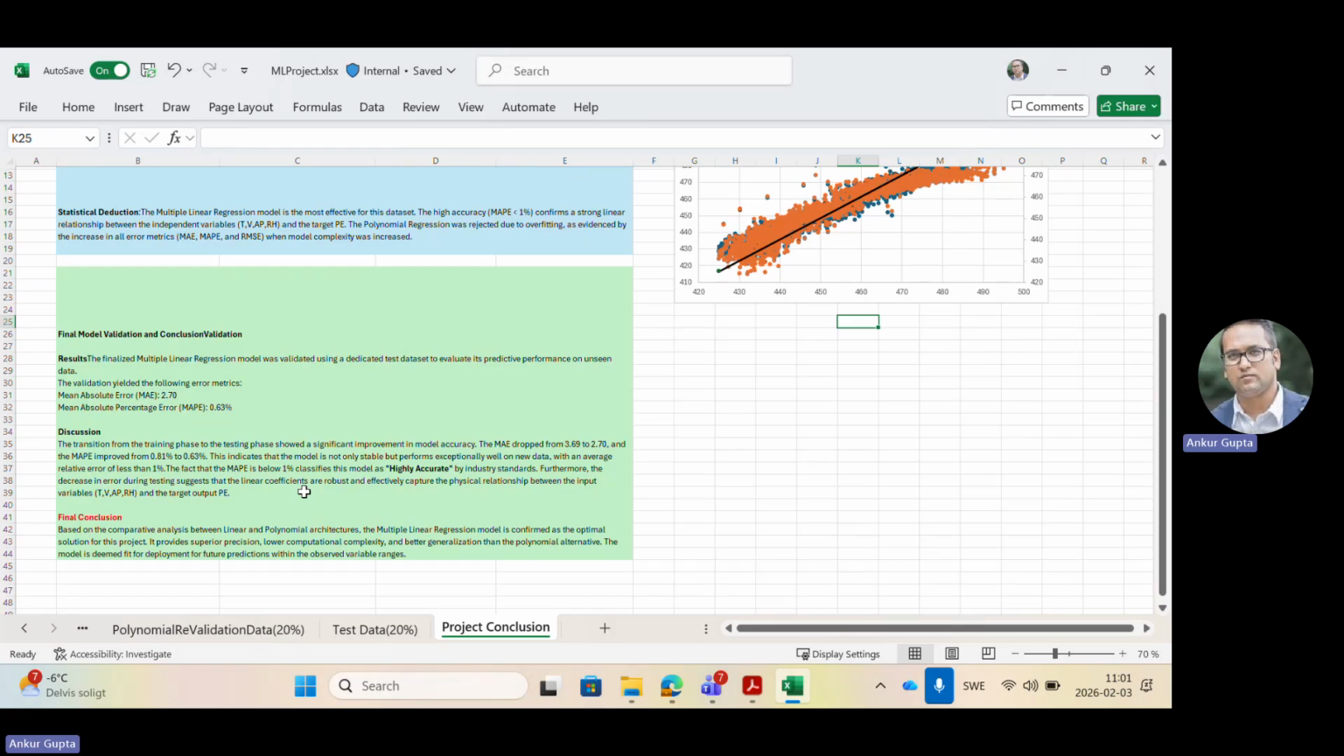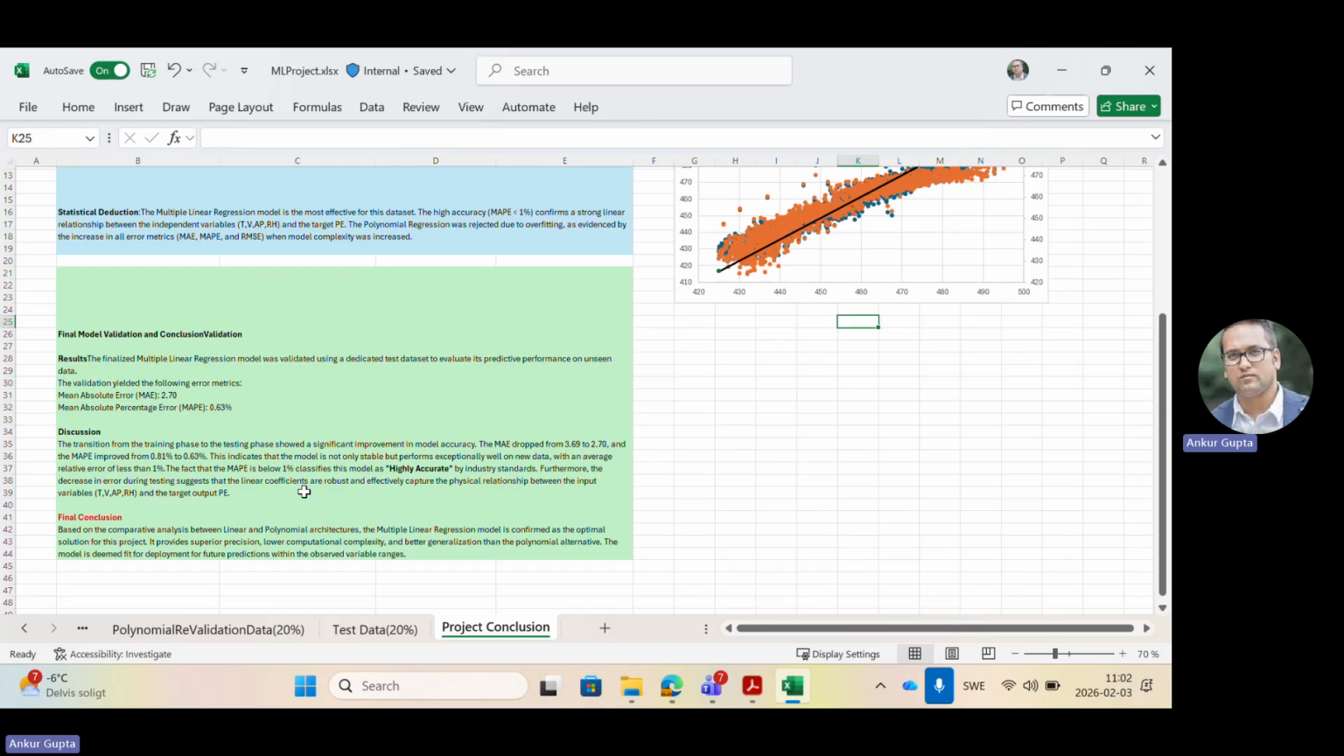This indicates that the model is not only stable but performs exceptionally well on new data with an average error of less than 1%. The fact that MAPE is below 1% classifies this model as high accuracy by industry standards. Furthermore, the decrease in the error during testing suggests that the linear coefficients are robust and effectively capture the physical relationship between the input variables and the target output PE.